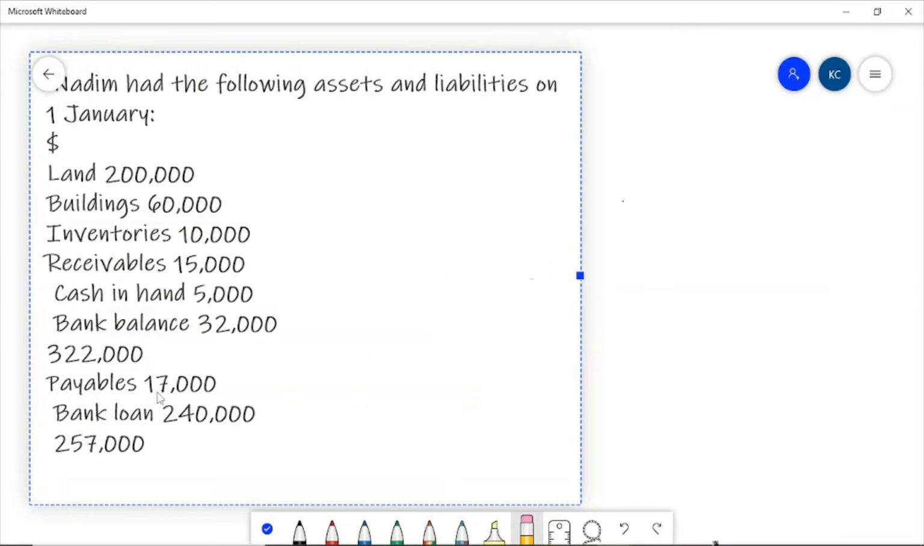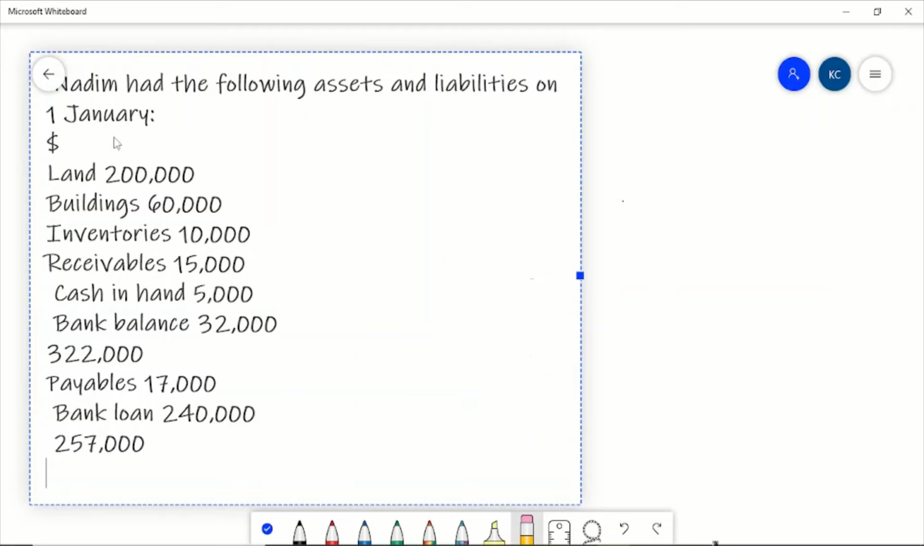So these are worth $17,000, and then a bank loan. So Nadim also borrowed a loan from a bank worth $240,000. All these are liabilities because he had to pay back. The total of these liabilities was $257,000. So these are the totals.